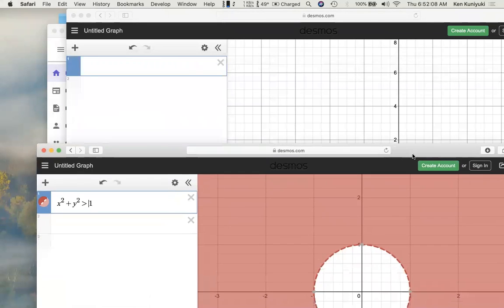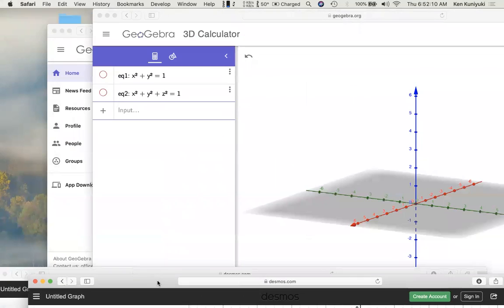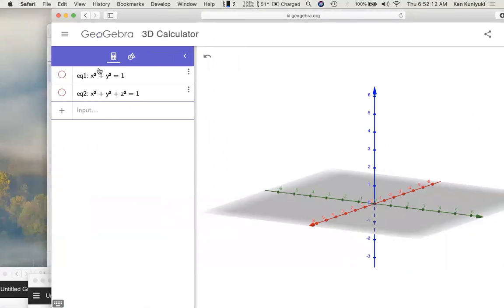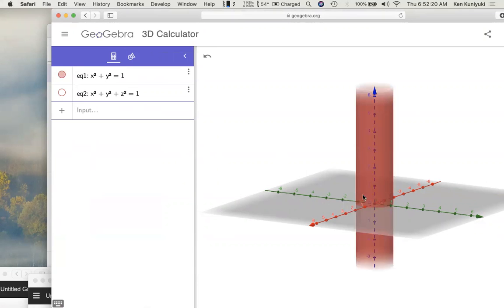Okay, now let's consider GeoGebra, 3 dimensions. How do you graph x squared plus y squared equals 1 in 3 dimensions? It's not just a circle in the xy plane. You slide that circle parallel to the z-axis. In fact, the z-axis is going to be the axis of this cylinder. You get a cylinder. Basically, you have the unit circle, but then z can be anything above and below the unit circle.